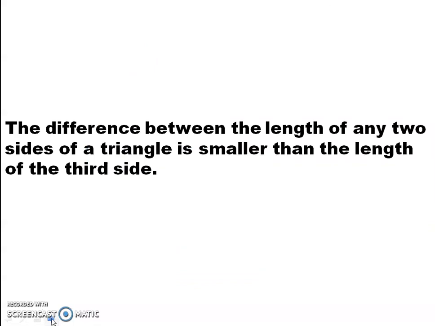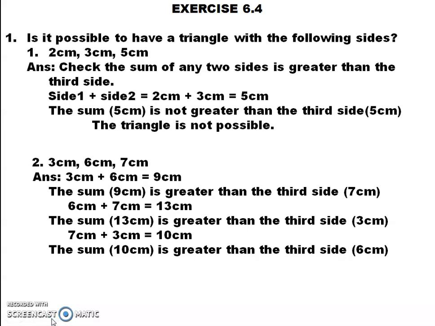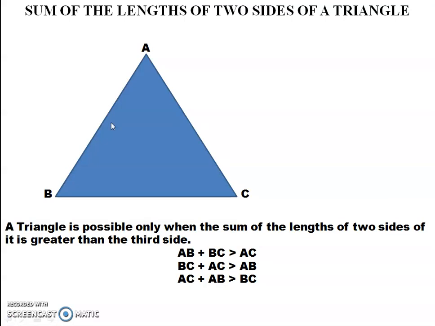One more is there. The difference between the length of any two sides of a triangle is smaller than the length of the third side. Here we'll see AB minus BC should be smaller than AC. BC minus AC should be smaller than AB. AC minus AB should be smaller than BC.